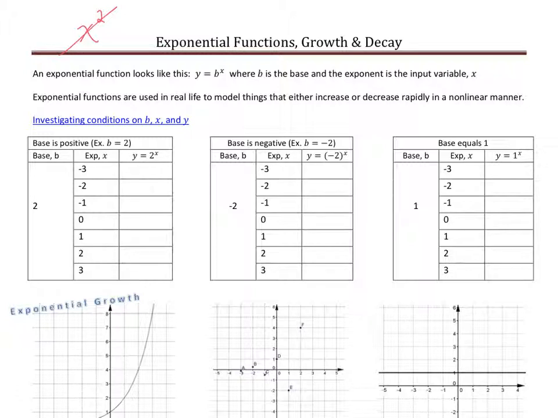Okay, so let's investigate that a little bit. Here I've got some tables set up.